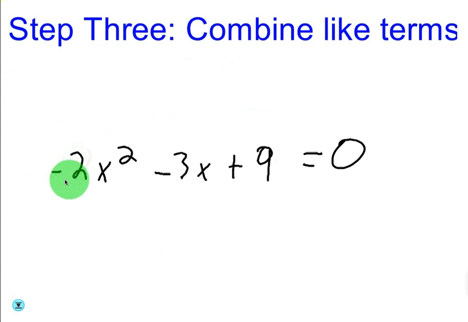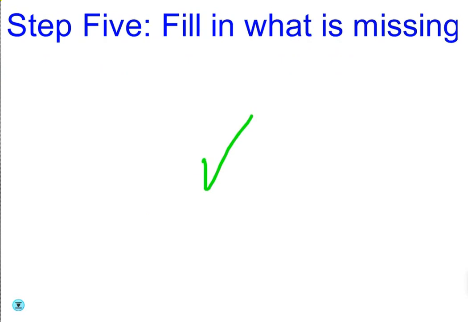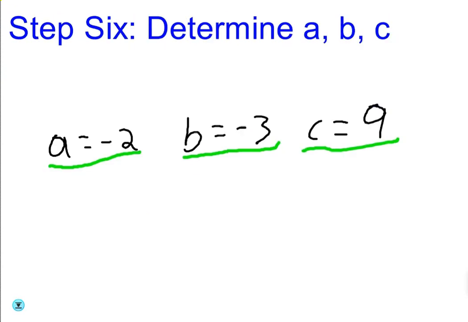So again, here's your A, here's your B, here's your C. Okay, so it's already arranged highest to smallest, nothing missing. There's your A, B, and C. A is negative 2, B is negative 3, C is 9.